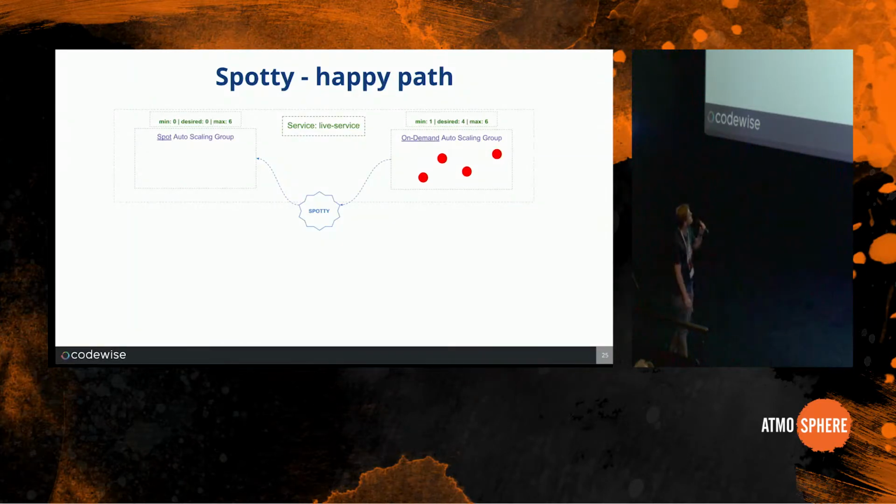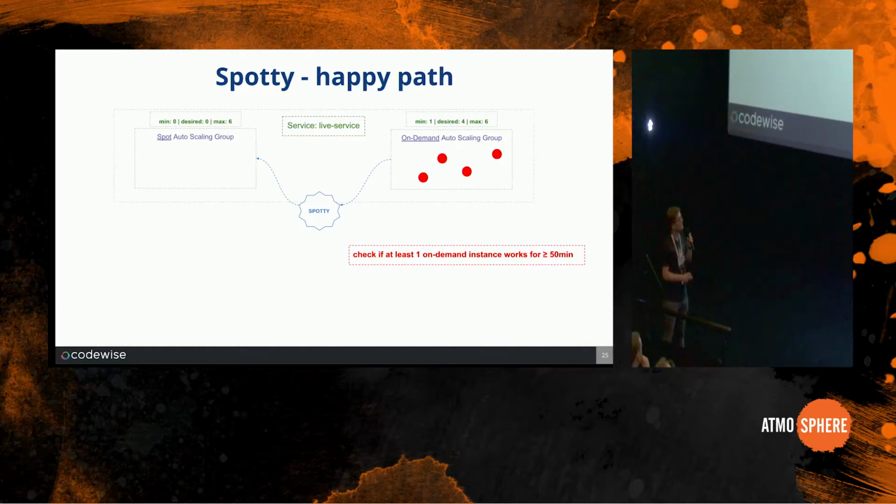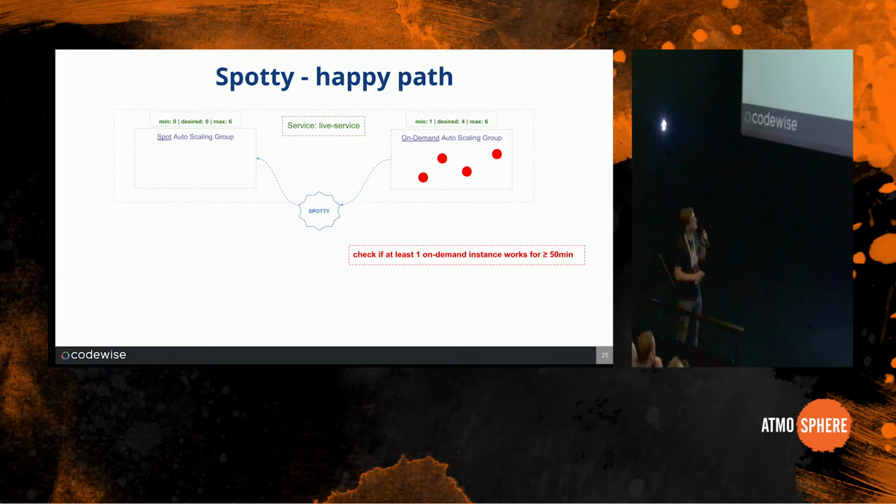So here we can see how the happy path looks for Spotty. We have one on-demand group. We create a copy of it, as Jarek mentioned, only with setting the spot price. That means effectively this is a spot auto-scaling group. And here is one thing that we did. It's connected to the 1 hour billing that was at the time. If we already had an instance, either way we would pay for a whole hour. That's why we waited till it worked at least 50 minutes.